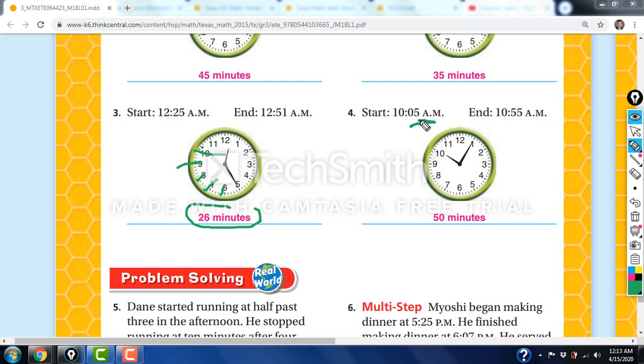So your start time is at 10:05, end time is at 10:55. 10:55 is right here. And then you count by 5s, 5, 10, 15, 20, 25, 30, 35, 40, 45, 50. That gives you 50 minutes. So you start here, you end here.